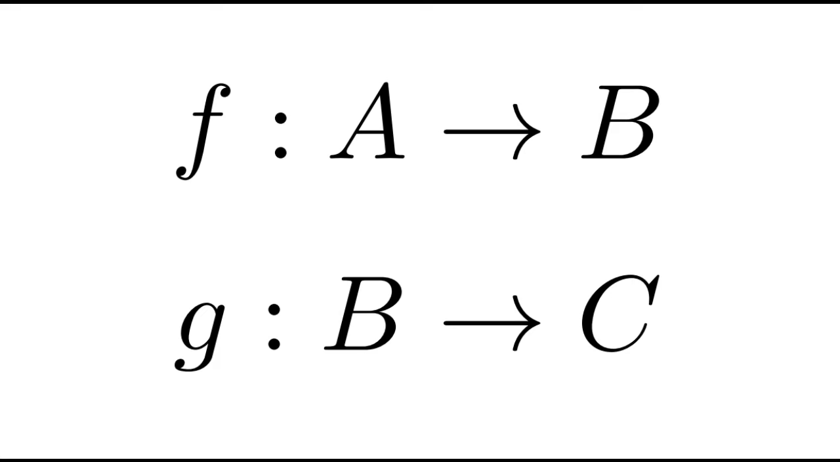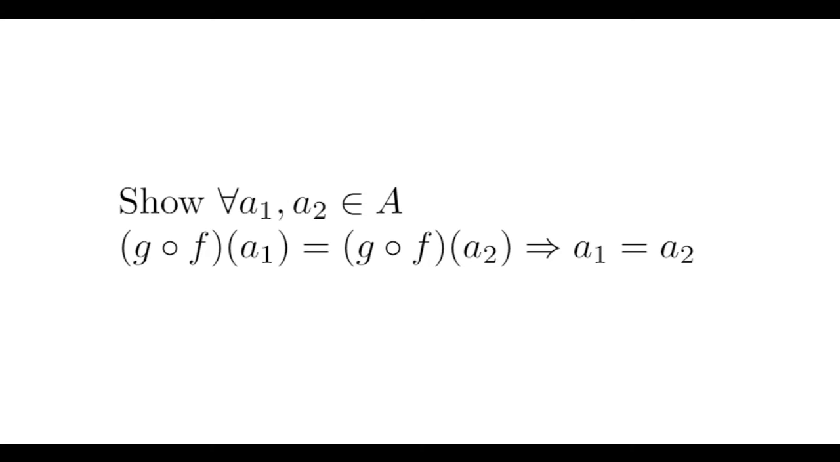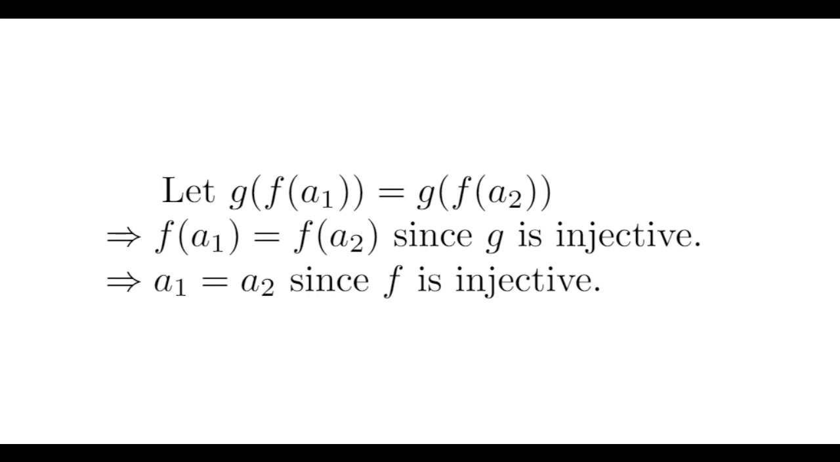First, suppose we have three sets, A, B, and C, where f maps from A to B and g maps from B to C. We need to show that if we assume g(f(a1)) equals g(f(a2)), this implies that a1 equals a2. Well, if g(f(a1)) equals g(f(a2)), then f(a1) equals f(a2) since g is injective. But f(a1) equals f(a2) implies that a1 is actually a2 since f is injective. Therefore, g of f must be injective.